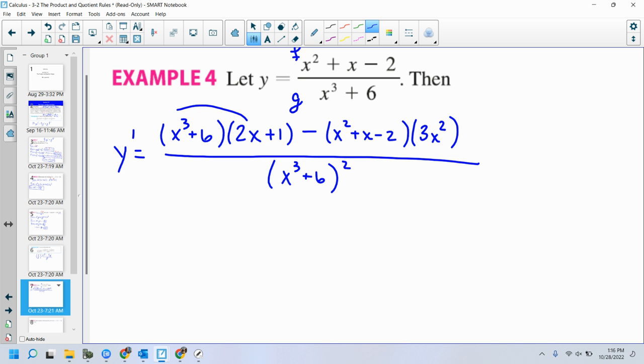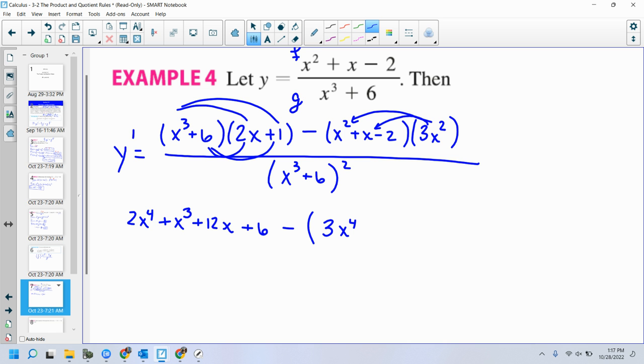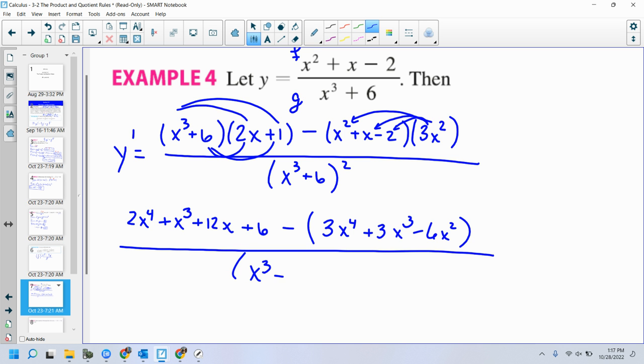x to the third times 2x is 2x to the fourth. x to the third times 1 is x to the third. 6 times 2x is 12x plus 6. Now, be careful. This is a minus sign. Keep the right side in parentheses. So 3x squared times x squared is 3x to the fourth. 3x squared times x is 3x cubed. 3x squared times negative 2 is negative 6x squared. I am going to allow you to not have to square the denominator ever. I am okay if you never square the denominator.